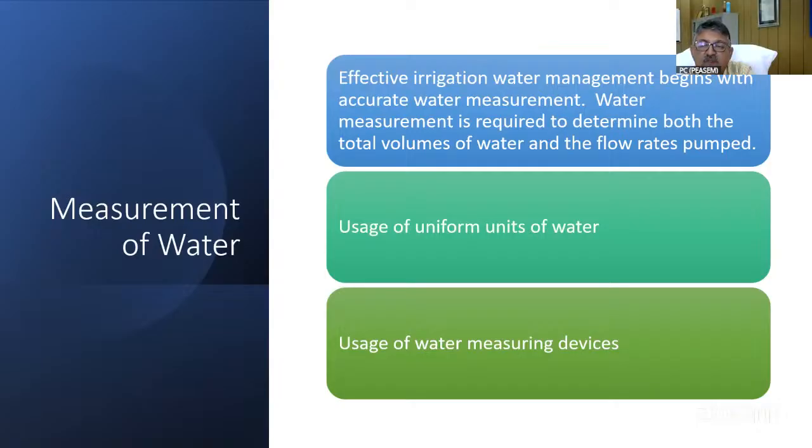And of course, usage of uniform units of water and usage of water measuring devices. Actually, the problem is that when we are measuring the canal flows, we are still using the FPS system of units. And of course, we need to use the SI system of units only, or a uniform system of units. Anything that goes out into my farm must be measured, so that the farmer knows how much water they are applying for getting the yields.